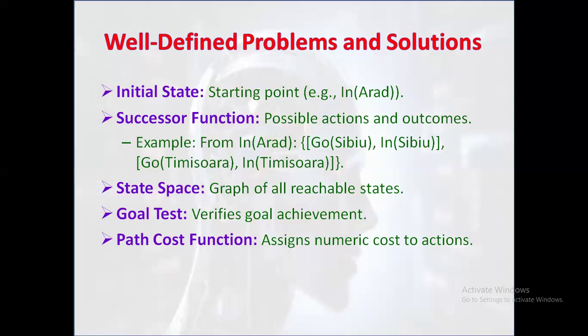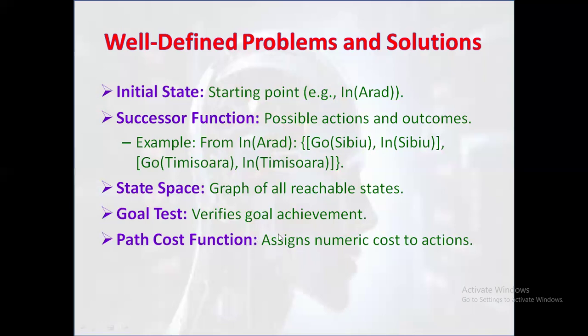For example, in the state Arad, the agent could take actions like go to Sibiu or go to Timisoara. The successor function helps the agent explore the problem space by listing all possible transitions. State space: the state space is a graph that represents all possible states the agent can reach from the initial state. It is a visual or conceptual representation of the problem space and helps the agent evaluate the different paths it can take to reach the goal.